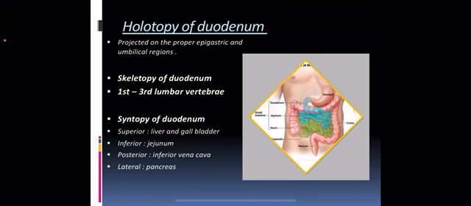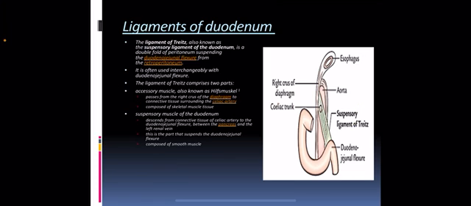Holotopy of duodenum: projected on the proper epigastric and umbilical region. Skeletotopy of duodenum is first to third lumbar vertebrae. Syntopy of duodenum: superior, liver and gallbladder; inferior, jejunum; posterior, inferior vena cava; and lateral, pancreas.